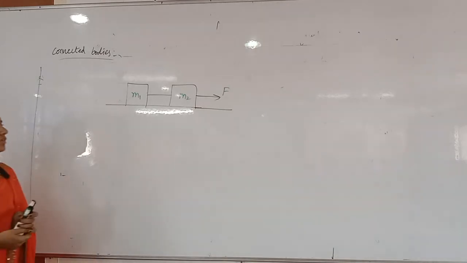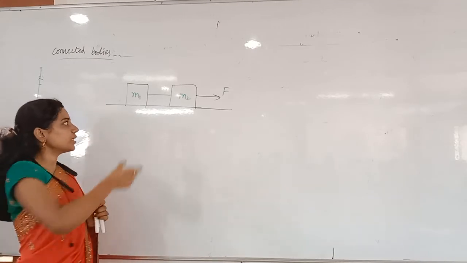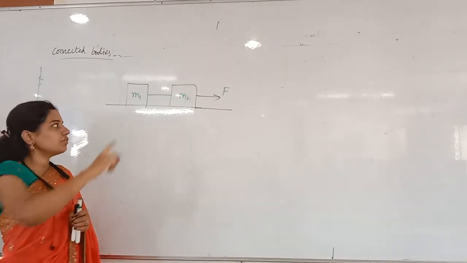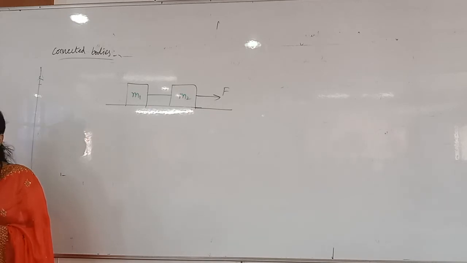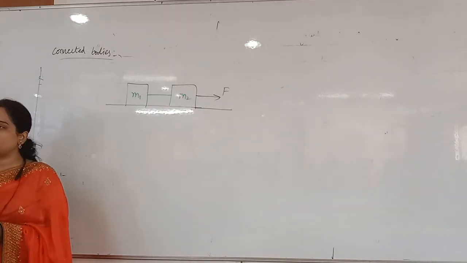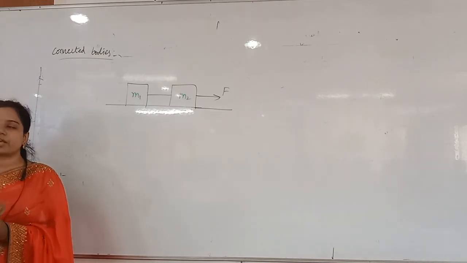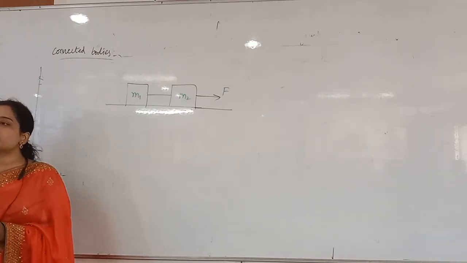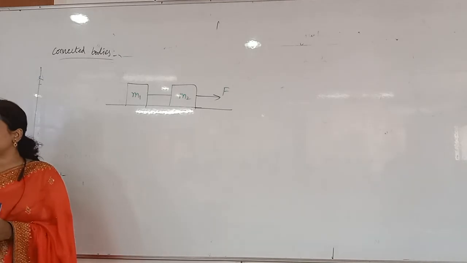I've taken two blocks here of masses m1 and m2, both connected by a string. Only one string, so only one tension. For a massless, ideal string, the tension will always be the same at each and every point of the string. So one string means only one tension, and that tension will obviously be away from the contact.